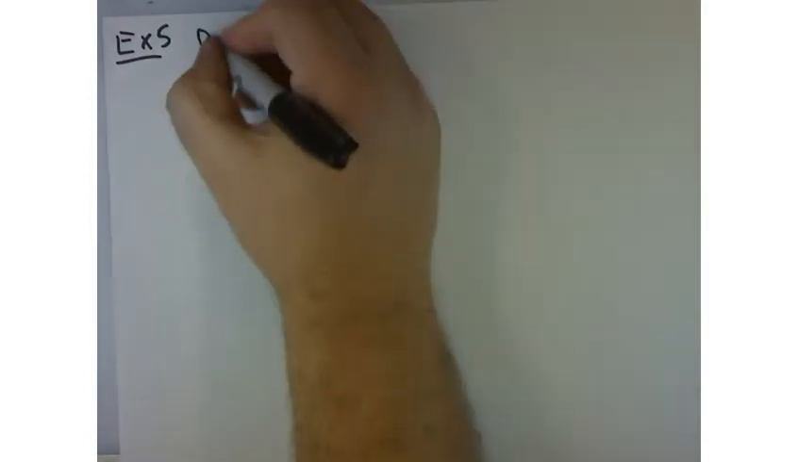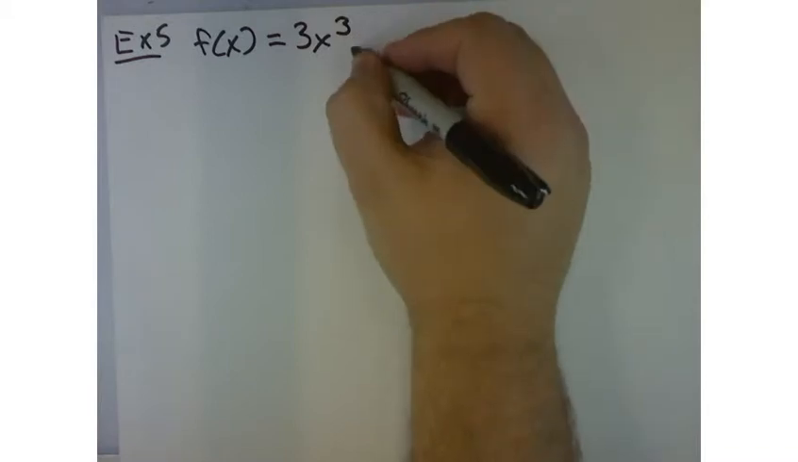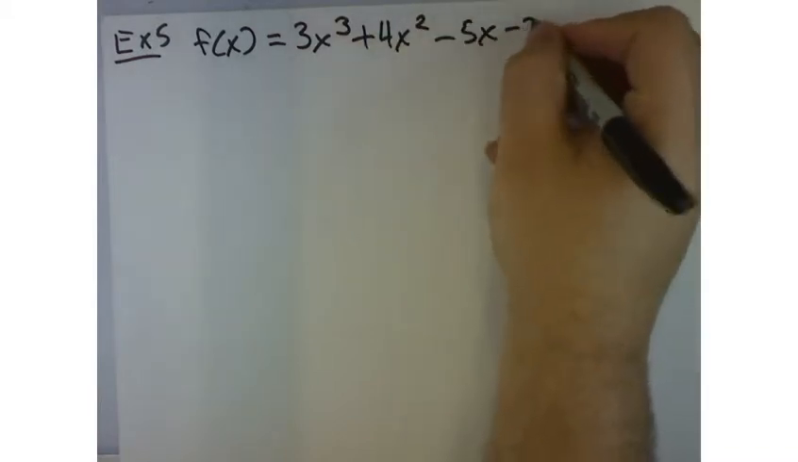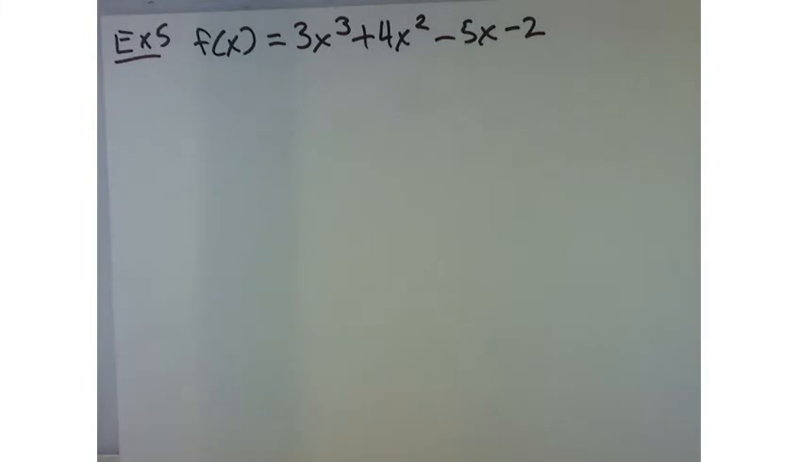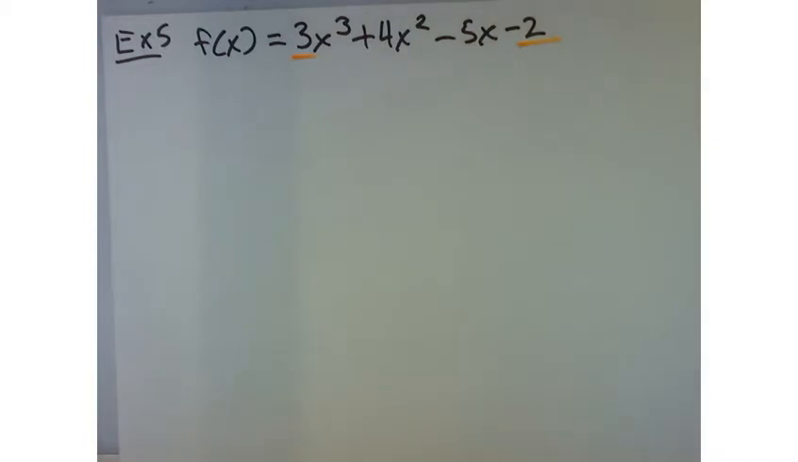Example number 5. We're given the function f of x is equal to 3x cubed plus 4x squared minus 5x minus 2. Now, because the leading coefficient is 3, and the constant coefficient is negative 2, the first and the last term, the rational zeros are going to be the factors of 3 and 2.